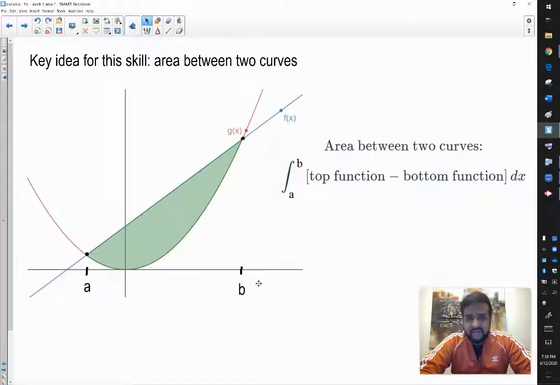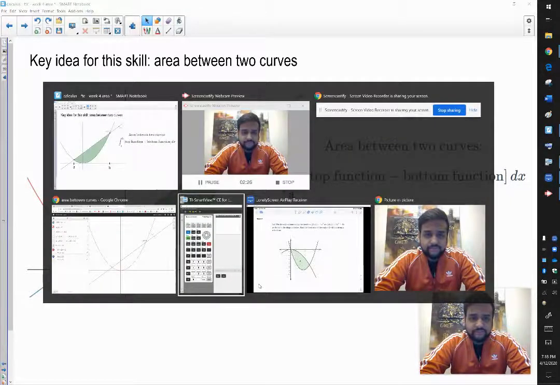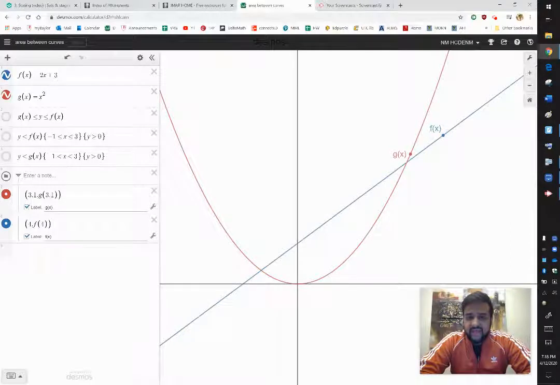Now, I want to take a minute here and just look at why this works, and then we'll get to some practical examples. So I have my two functions here. f is the linear function and g is the parabolic function. Our task is going to be to find the area between these two functions, the exact amount of space there.